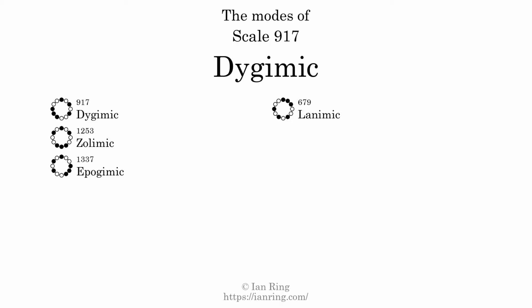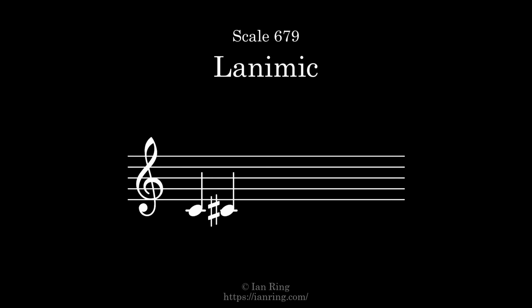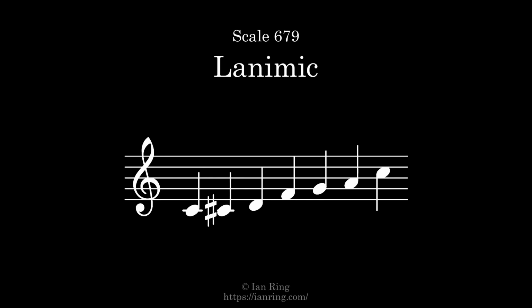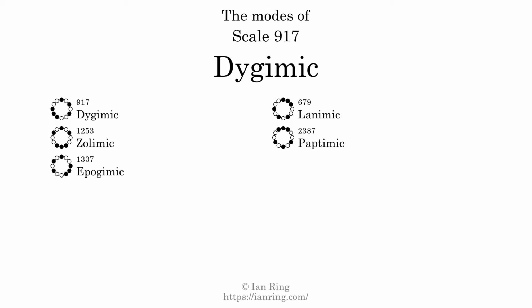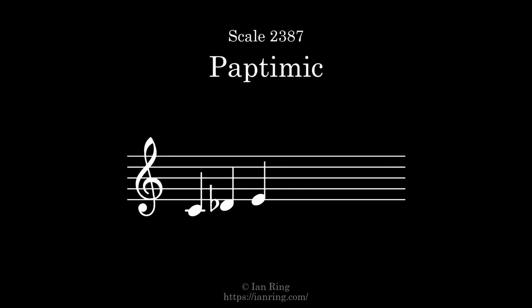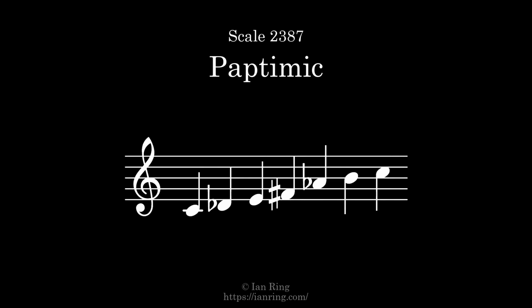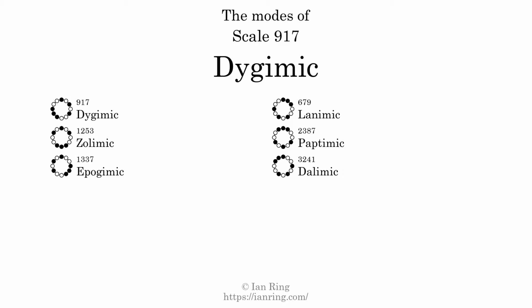The fourth mode is scale 679, also known as Dygimic. It sounds like this. The fifth mode is scale 2387, also known as Epidemic. It sounds like this. The sixth and last mode is scale 3241. Also known as Dygimic. It sounds like this.